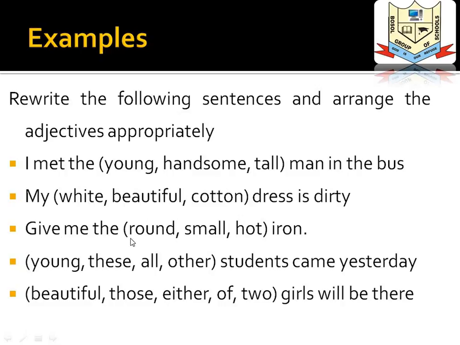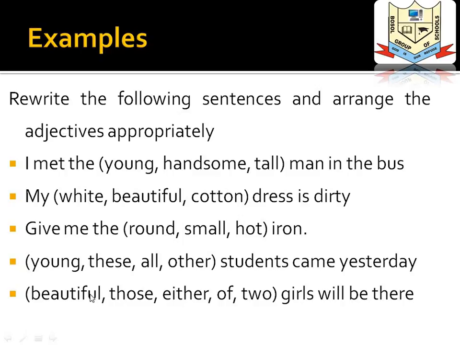Here we have, give me the round small hot iron. The correct way to say that is, give me the small hot round iron. That's the correct way to say it. And then the fourth one, we have young, these, all, other. We arrange it by saying, all these other young students came yesterday. That's the proper way to arrange the adjectives in a sentence.